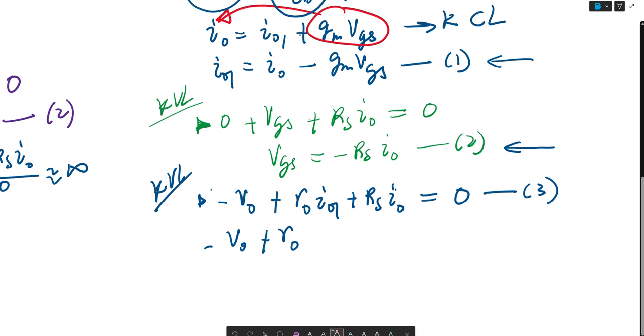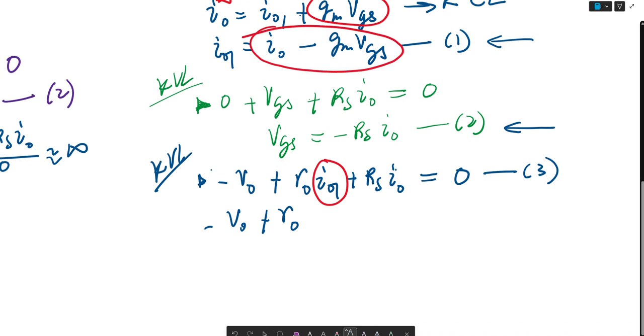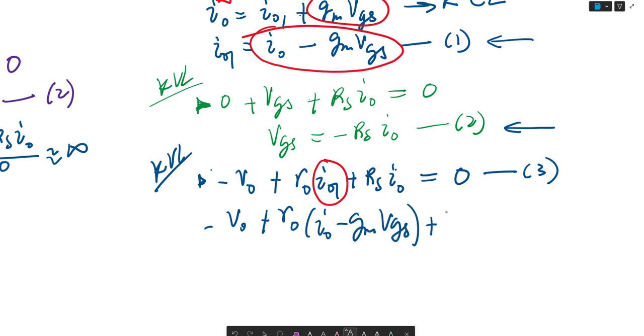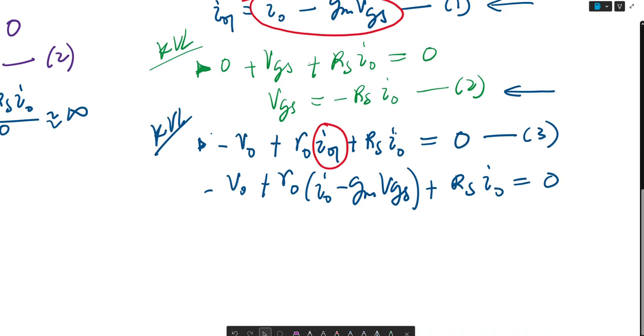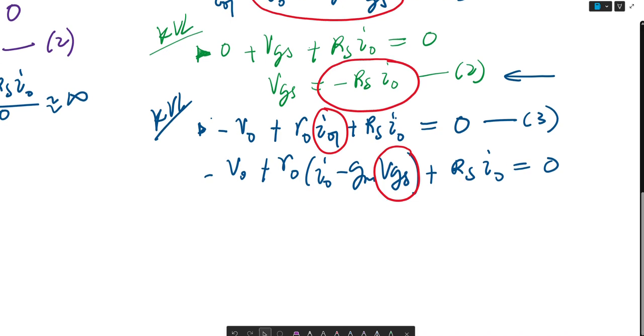We know IO1 is this, so we can plug that in as IO minus GM VGS plus RSIO, which is equal to 0. We know that VGS, let me use red so it stands out, VGS is equal to negative RSIO. So let's go ahead and plug that in as well. So minus VO plus RO.